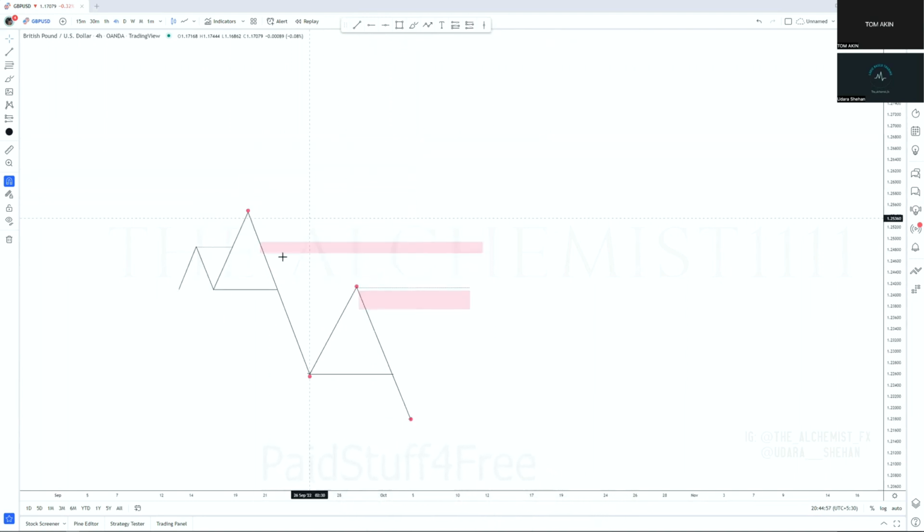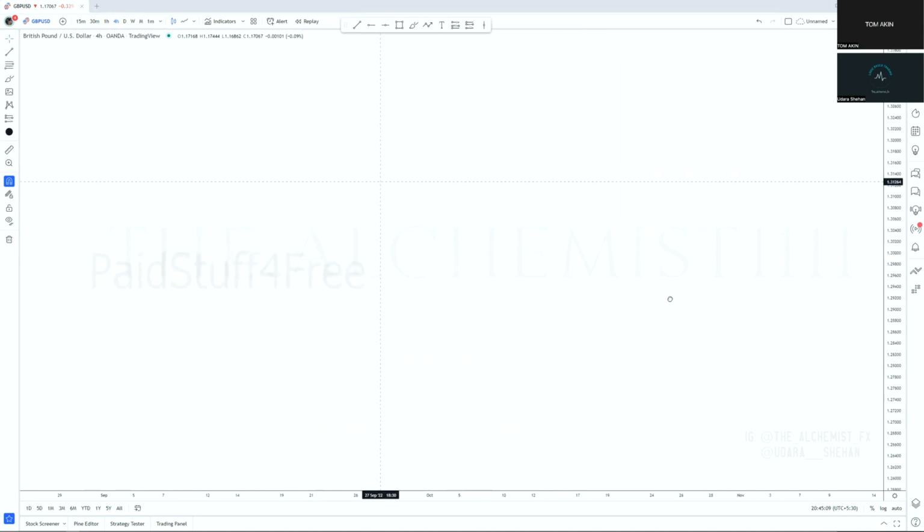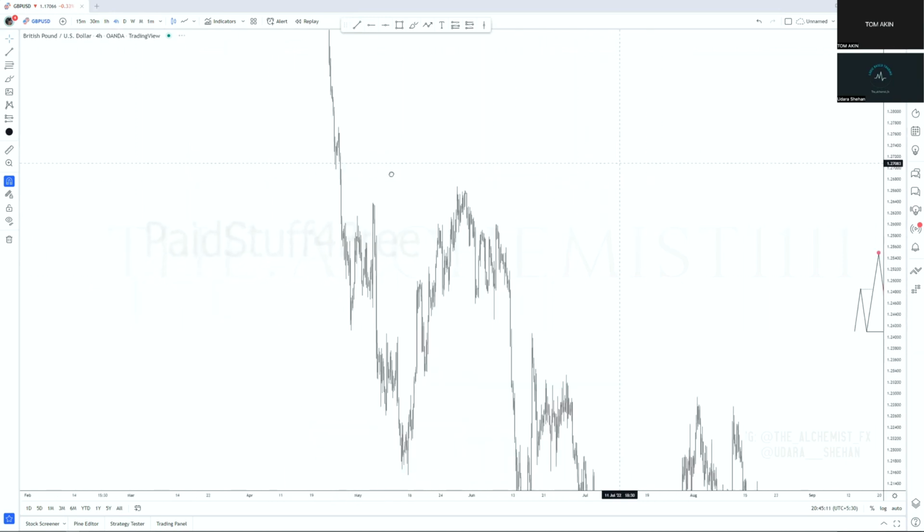Now, the next thing is order blocks, breaker blocks, rejection blocks. It's the same thing, it's the same closing price. But once we switch time frames, you will get a different view of it. So let me show you.